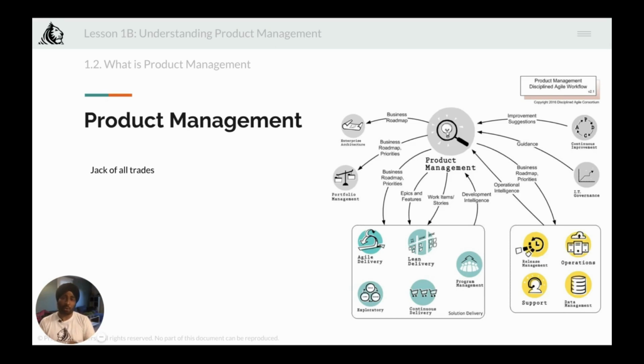Product management requires a broad set of skills, as diverse as market research, to UX, to branding, to technical jobs, in order to deliver the core responsibility. Building a product that maximizes revenue, market share, and profit margins by maximizing the value users can derive. This focus on user experience is embedded in the origins of product management. As you can see, business roadmap, the priorities which correspond to portfolio management, the epics and features which go into agile delivery, lean delivery, and so on. All of them ultimately fall back onto product management. So you need to be a jack of all trades effectively.